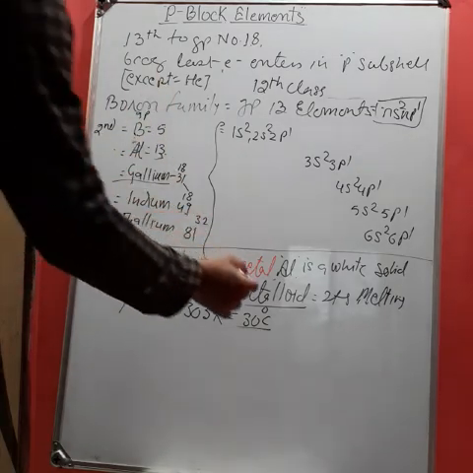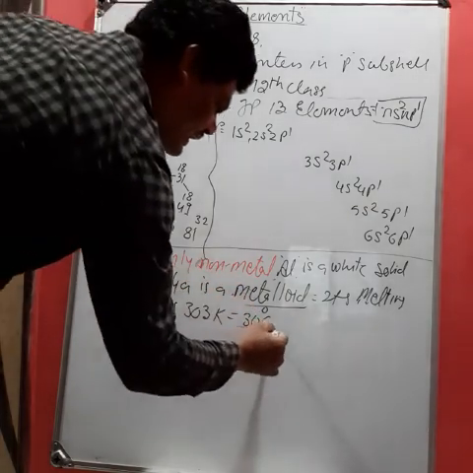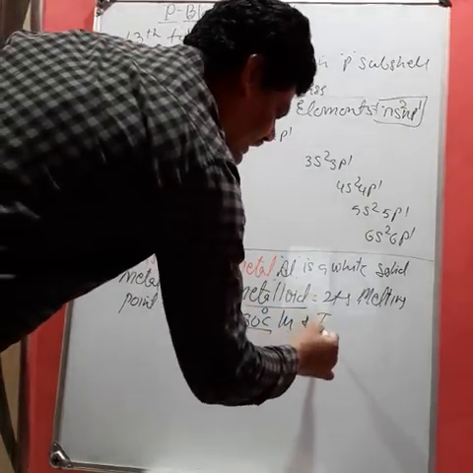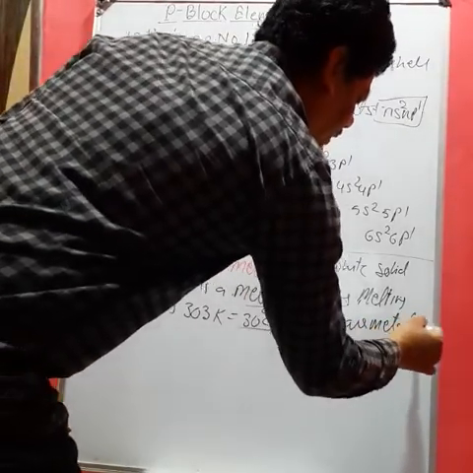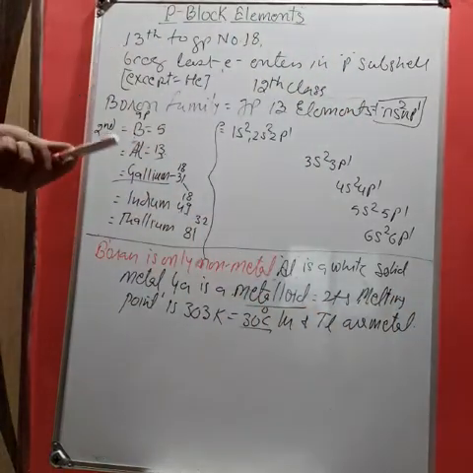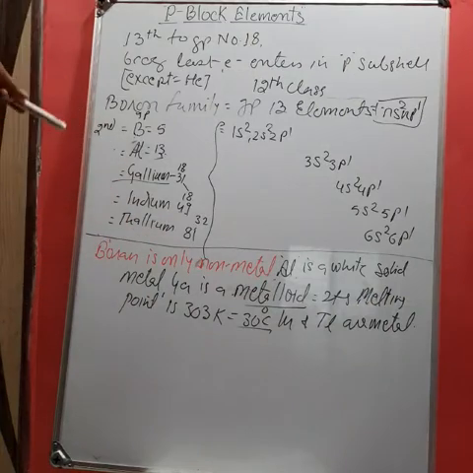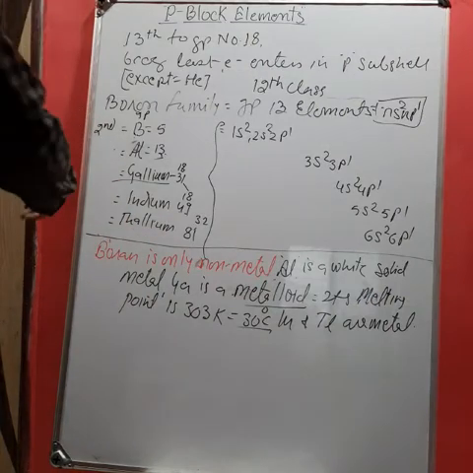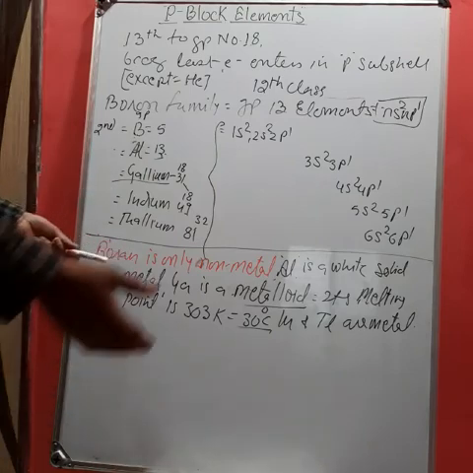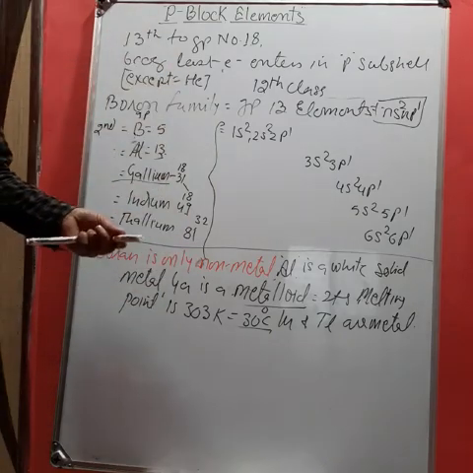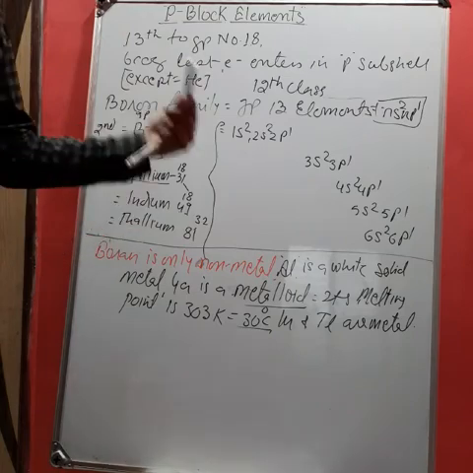Indium and thallium are solid metals, but their abundance is very, very less in nature. So this is about some properties of the P block elements. Now the specific atomic properties and their variation we will observe in the next video.